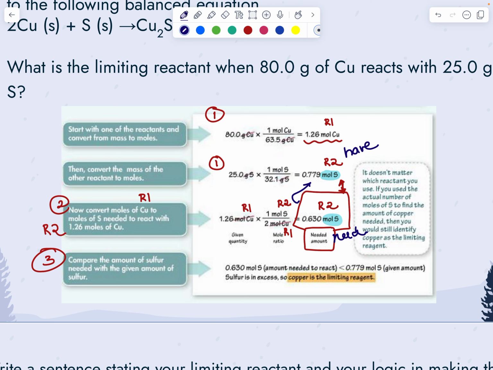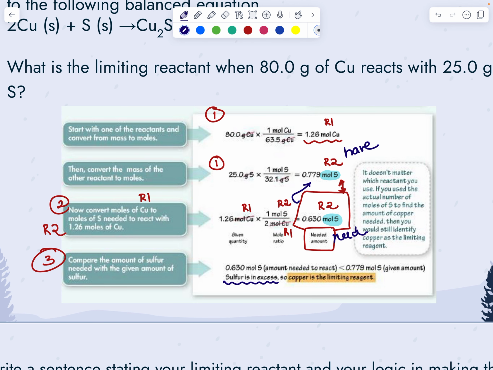So since I have more than enough sulfur, right? More than enough is another way of saying excess, right? So since sulfur is in excess, the other reactant, copper, must be the limiting reactant. So you're going to have to do some logical thinking here, and really compare how much is needed to use up all the first reactant and how much I have.